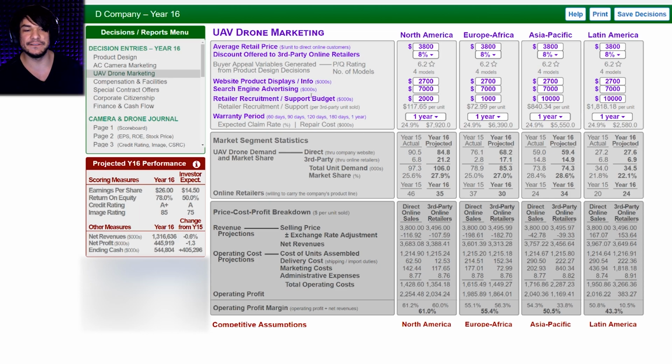So search engine advertising, I feel like that one's pretty important because it really helps drive the demand without really cutting into the margins too much.